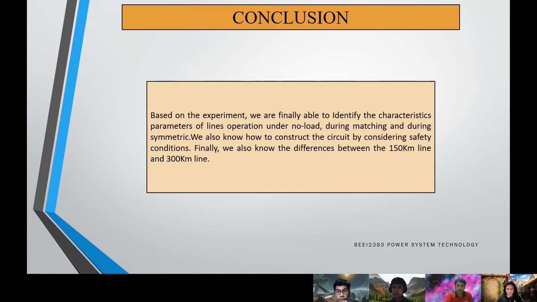Lastly, for the conclusion, based on the experiment, we are finally able to identify the characteristic parameters of lines under no load, during matching and during symmetry. We also know how to construct the circuit by considering the precautions. And finally, we also know the difference between the 150 km line and 300 km line.